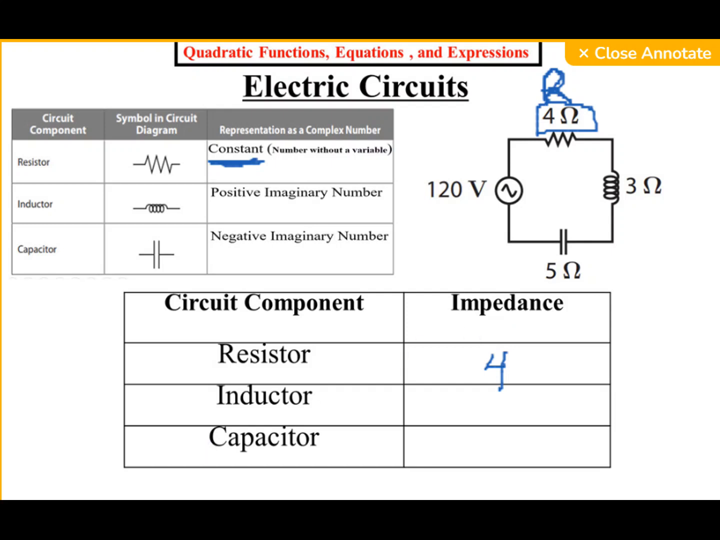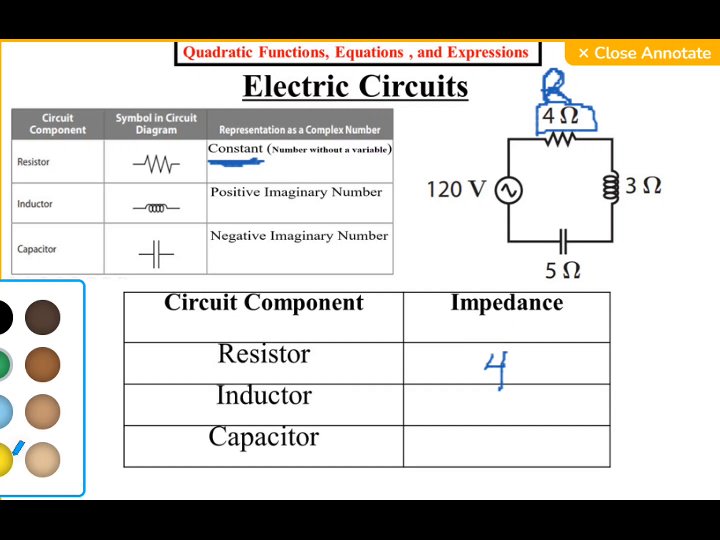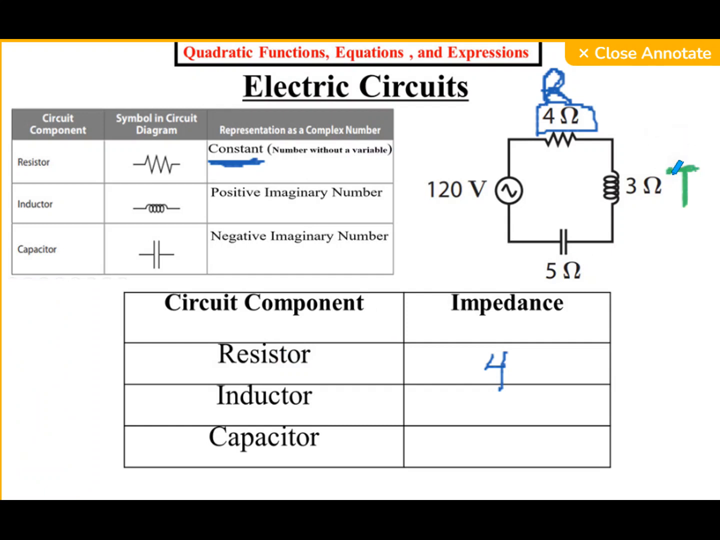Next, let's go to the inductor. Tell your neighbor the inductor, please. Which one's the inductor? All right. Alex, the inductor, which one's that? The right. So I'm going to label that L. And the impedance on that one is 3 ohms. So that, we said, turns into a what? A positive imaginary. So that would be 3i.